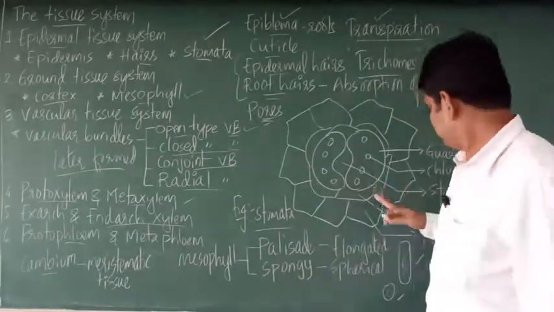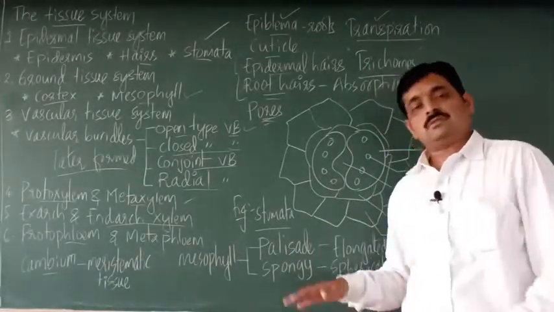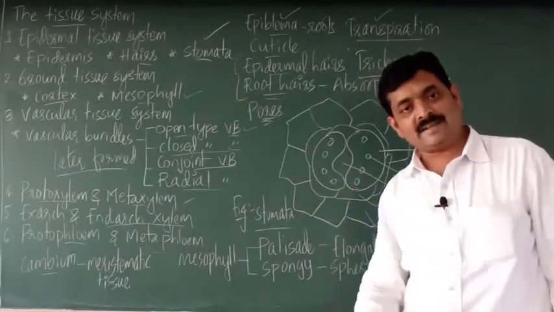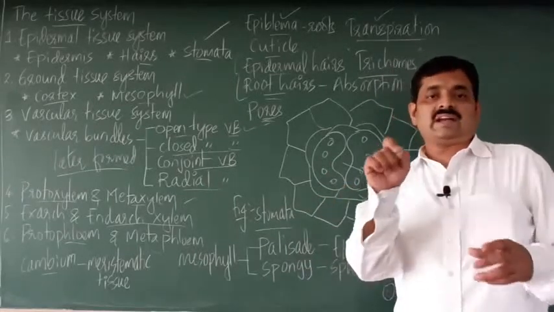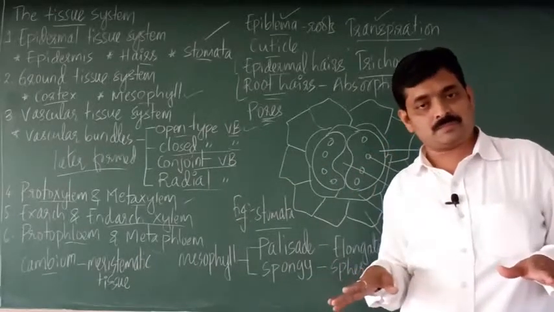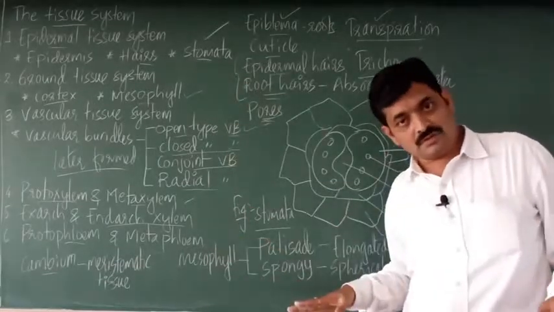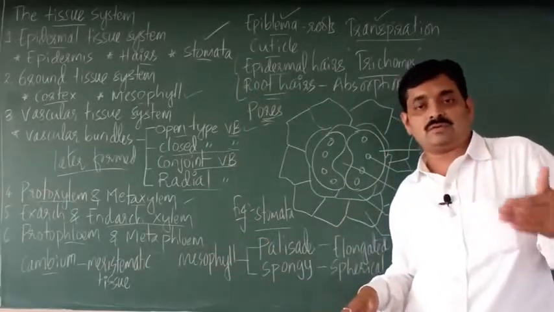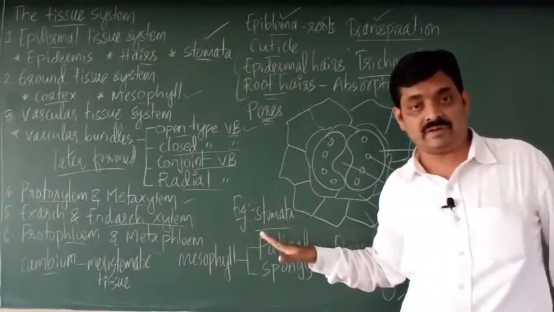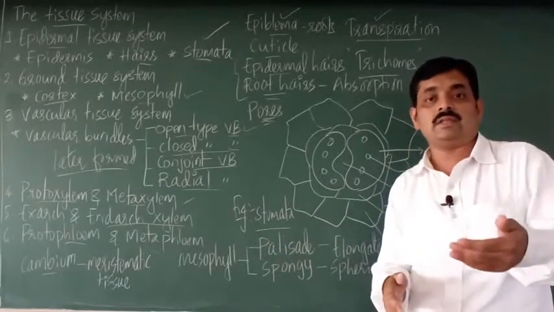So I hope everything is clear to you. So watch this video carefully. Try to write down the points. Read it many times. Be familiar with all these words and terms. And when we discuss the anatomy of root, stem and leaf, at that time you will understand this in a very clear way. So with this we shall stop this video and we shall meet in the next video.